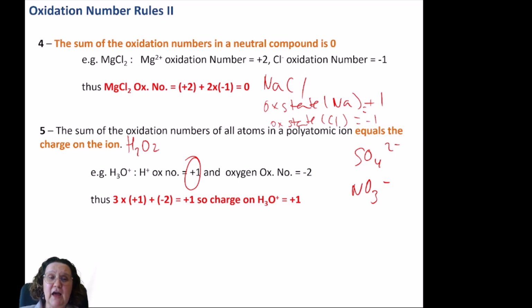So if I add up all those oxidation numbers, 1 times 3, because I have 3 hydrogens, and a -2 because I have 1 oxygen, that adds up to +1. And that adds up to the charge of the hydronium ion, which is +1. So the oxidation numbers add up to 0 if you are looking at a neutral compound, or to the charge of the ion if you are looking at a polyatomic ion.